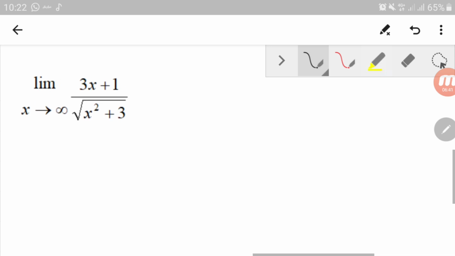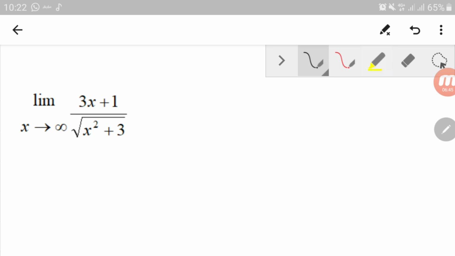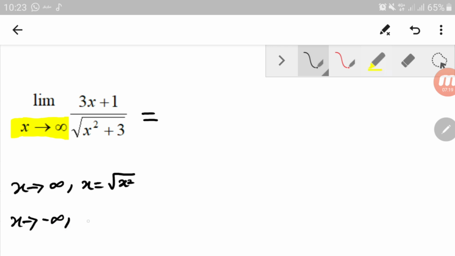So what we have here is a slightly different kind of denominator. We have a big square root. So what should we do before we even start? We have to look at x, whether it tends to positive infinity or negative infinity. Please bear in mind, if x approaches infinity, then x equals the square root of x squared. While if x approaches minus infinity, then x equals minus the square root of x squared. So notice the negative, and then we are good to go.